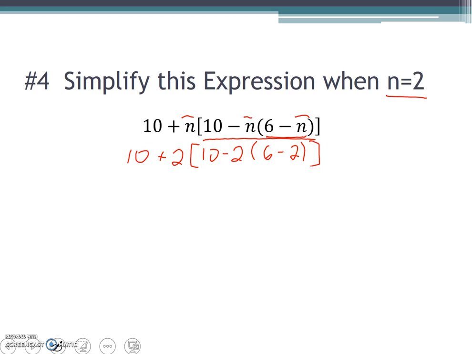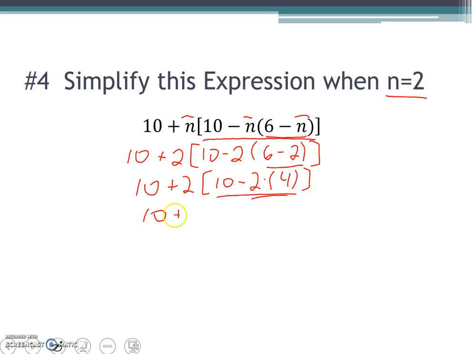So now I'm just going to follow the order of operations. And again, I'm going to go 6 minus 2 first, and everything else will stay the same. 10 plus 2, and then 10 minus 2, but in the parentheses, 6 minus 2 is 4. So now I'm done with those parentheses. I can move on to these brackets, and I'm either going to go 10 minus 2 next, or 2 times 4. And because multiplying goes before subtracting, I'm going to go 2 times 4.